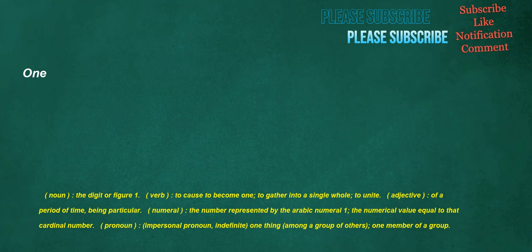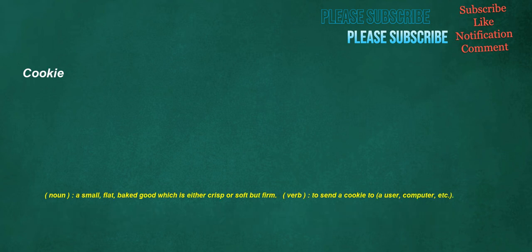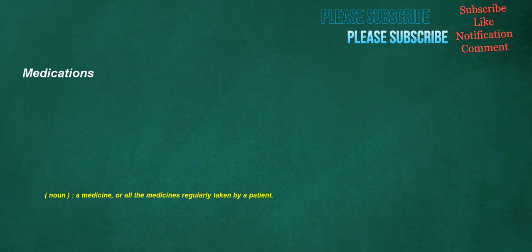The numerical value equal to that cardinal number. Pronoun. Impersonal pronoun. Indefinite. One thing. Among a group of others. One member of a group. Cookie. Noun. A small, flat, baked good which is either crisp or soft but firm. Verb. To send a cookie to a user, computer, etc.